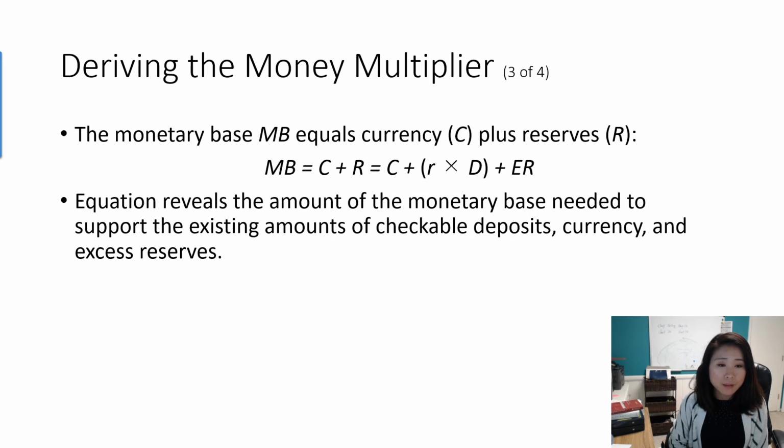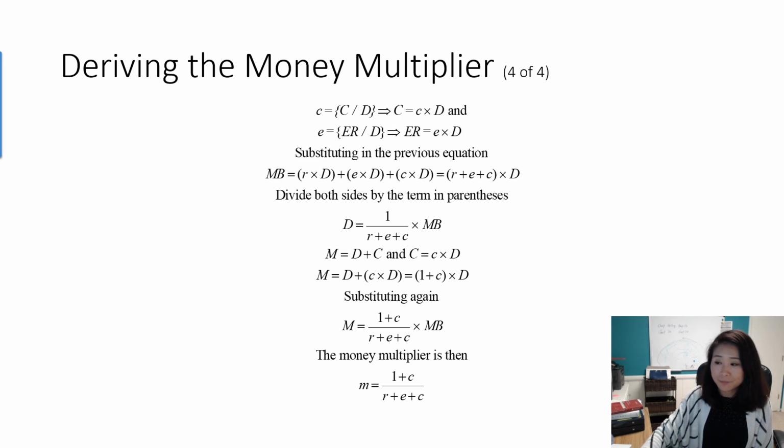The MB we learned in the second video of this chapter. So that's equal to the currency plus the reserve. And obviously the reserve will equal the required reserve and excessive reserve. And the required reserve is also equal to R times D, so basically the required reserve ratio times the checkable deposit. So now we know all the symbols, what they mean. Now we just need to put everything together.